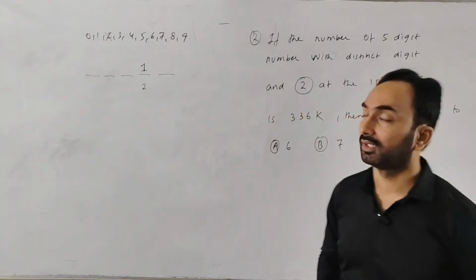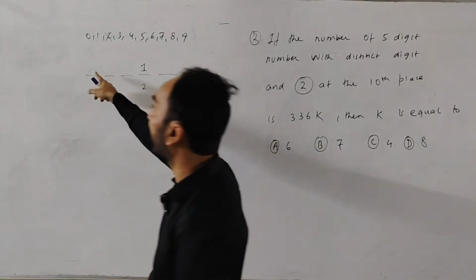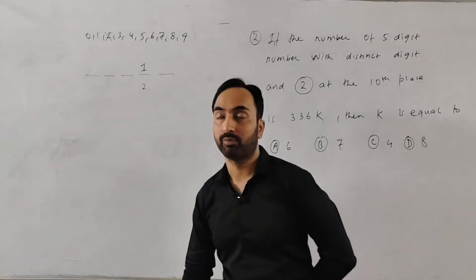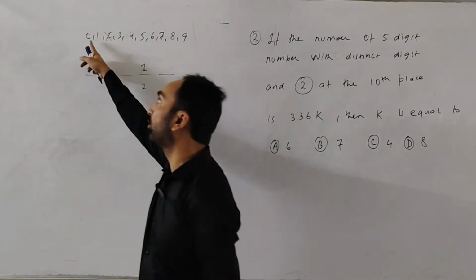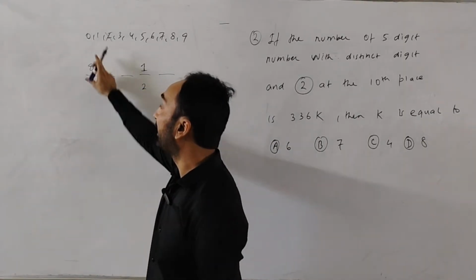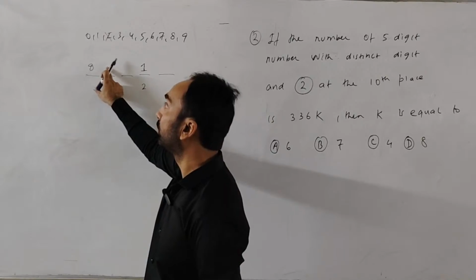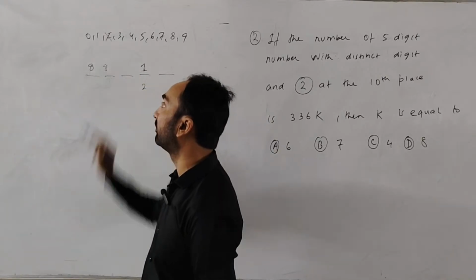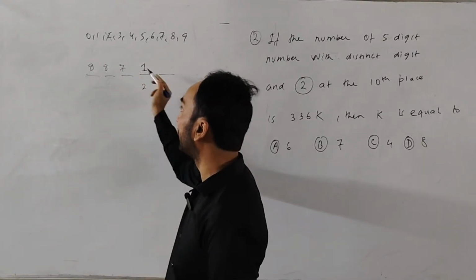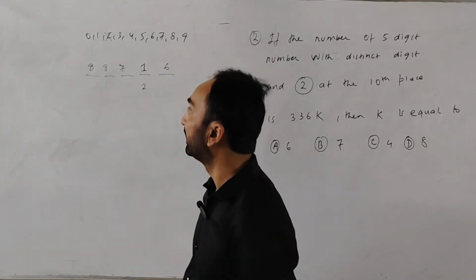9 choices left. But again, 0 cannot be put at the first place because this will become a 4-digit number. We wanted a 5-digit number, so 0 cannot be put here. So how many choices are available here? 8. But that same 0 can be put here, so again here also the choices available will be 8. And then the choices available will be 1 less than that, 7. And the choices available is 6.